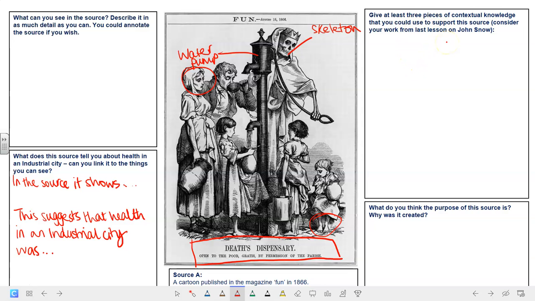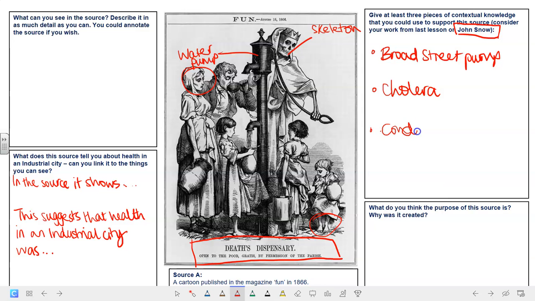Okay, so now you need to talk about the contextual knowledge that you could use to support that source. So for example, think about the things with John Snow. So what do you know about John Snow that could be linked to this? So some things that you might like to talk about that you will need to add more detail are the Broad Street pump. What might that have to do with this? You might like to talk about cholera, and you might like to talk about conditions in an industrial city. So reach back into your previous knowledge and see what information you can add.